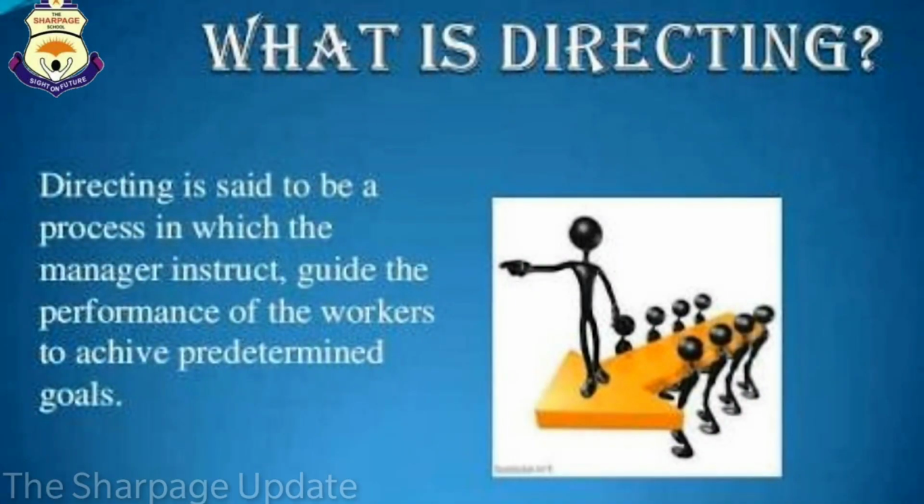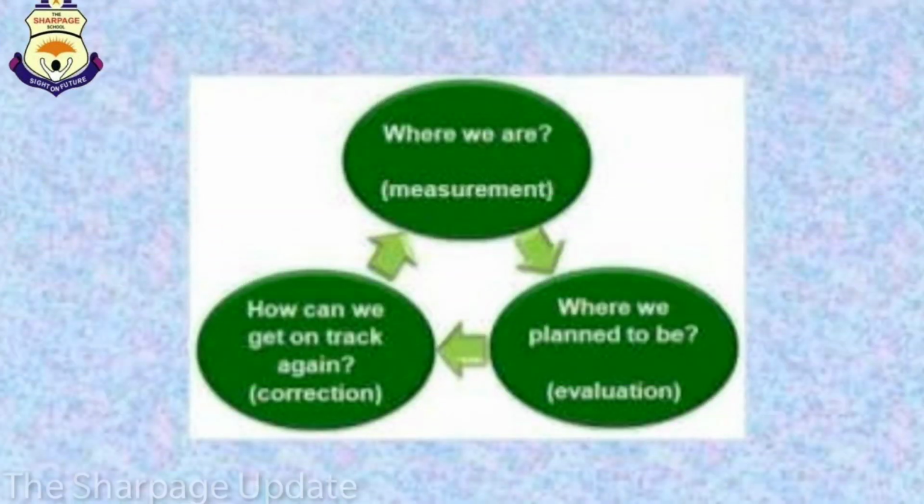Now, we'll discuss the term directing. Directing is a process in which the manager instructs and guides the performance of the workers to achieve predetermined goals. Directing also involves inspiring the subordinates to work in a desirable direction and to put in their best. Controlling. Controlling implies the power or authority to direct, order, or restrain. It also implies a standard of comparison for the results of any operation or experiment. It may be defined as comparing the operating results with plans and taking corrective actions when the results deviate from plans.